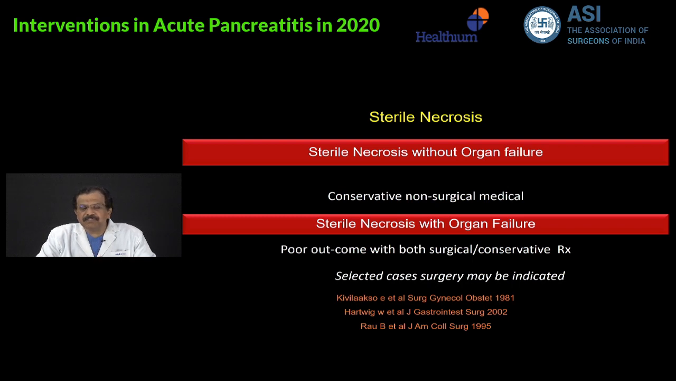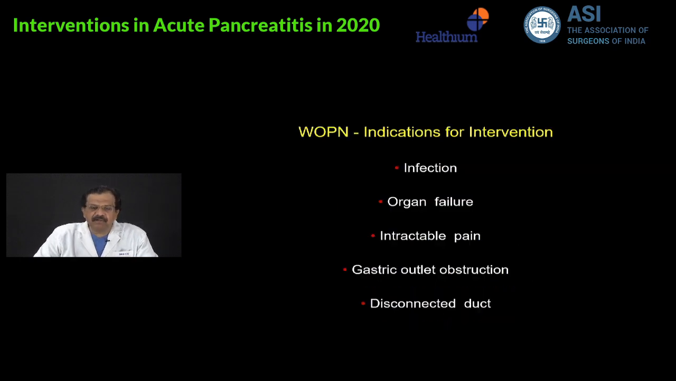Now, some of these patients can be managed conservatively. You have no infection, no organ failure, this patient can be managed conservatively. But sterile necrosis with organ failure, these have poor outcome with both surgical and conservative treatment. Now, a select group of these patients with sterile necrosis may require intervention.